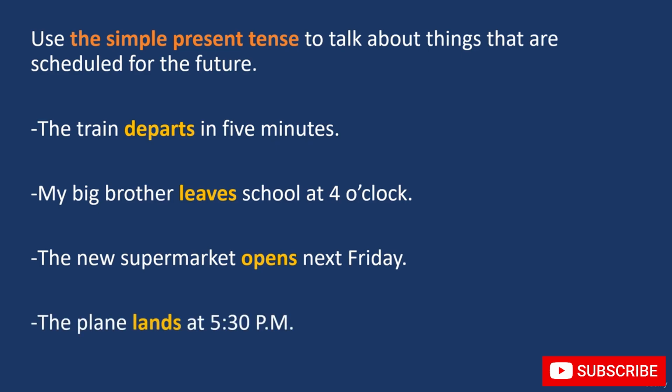The plane lands at 5:30 p.m. Again, I can say that the plane will land. That's right, it is not wrong. But because this is scheduled or programmed, it's better to use present simple to express the future. The plane lands at 5:30 p.m. This is a future sentence.